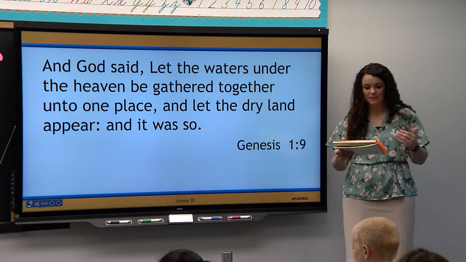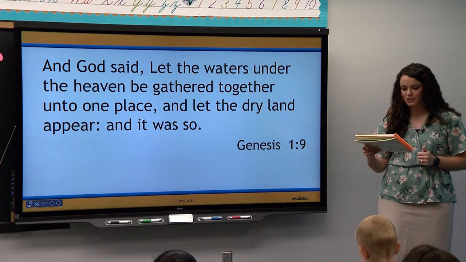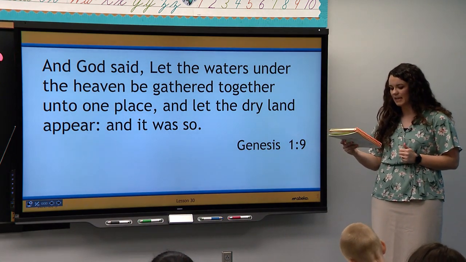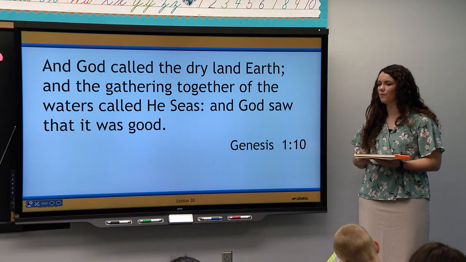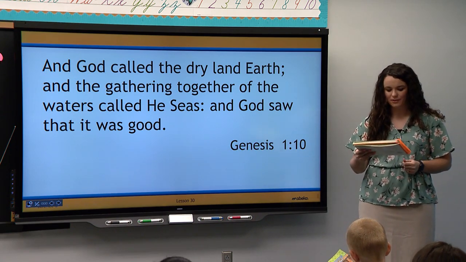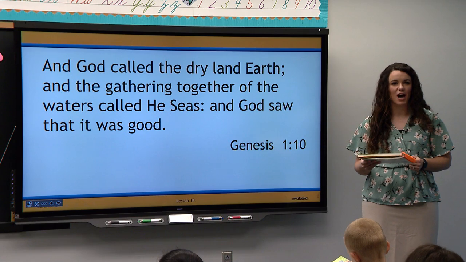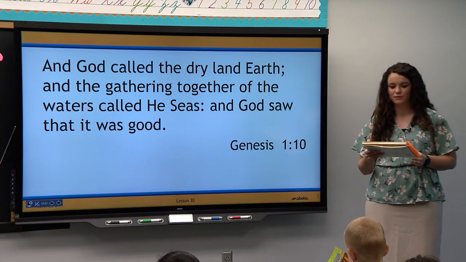Ready? Begin. The Bible says, "And God said, let the waters under the heaven be gathered together unto one place, and let the dry land appear. And it was so. And God called the dry land earth, and the gathering together of the waters called he seas. And God saw that it was good." Genesis 1, 9 through 10.